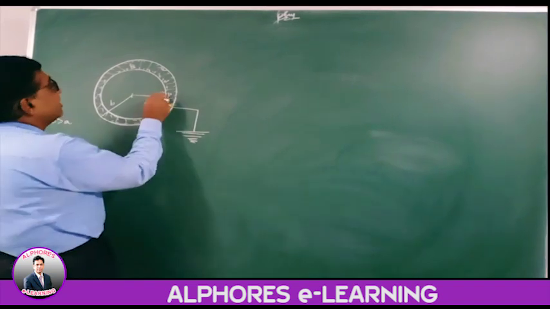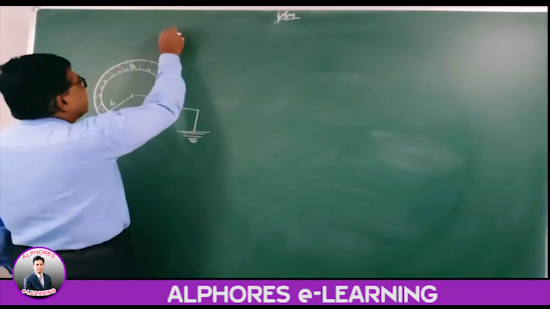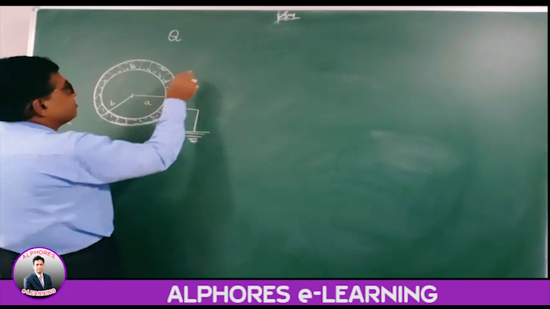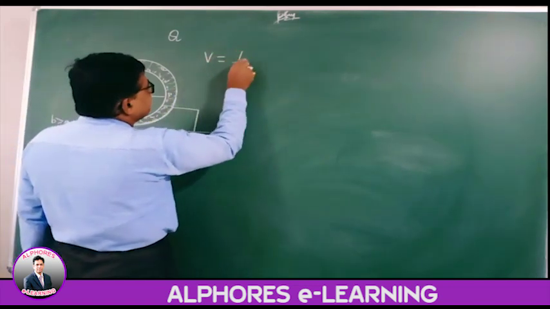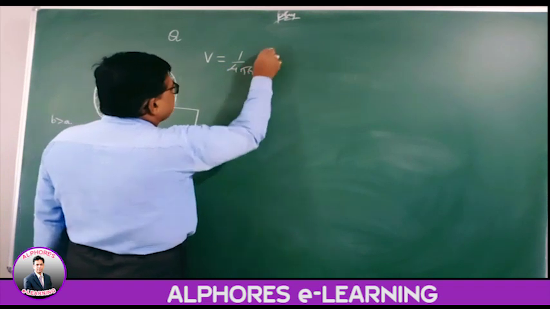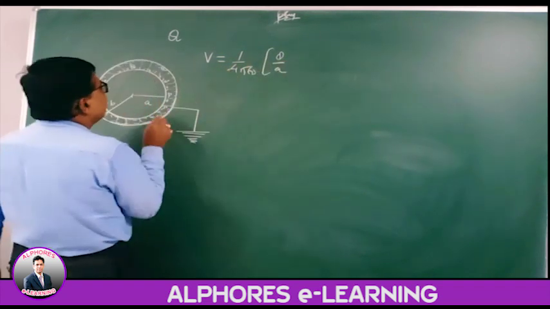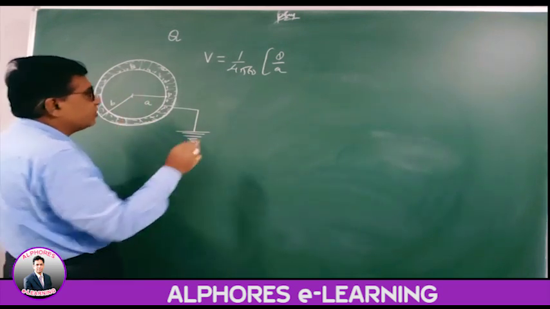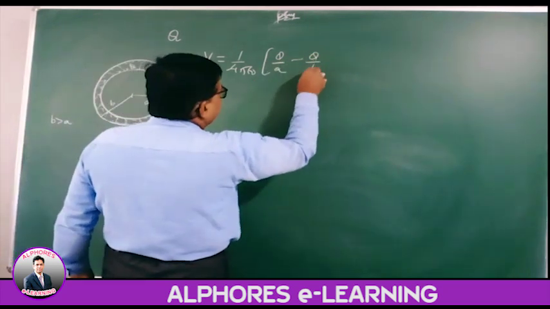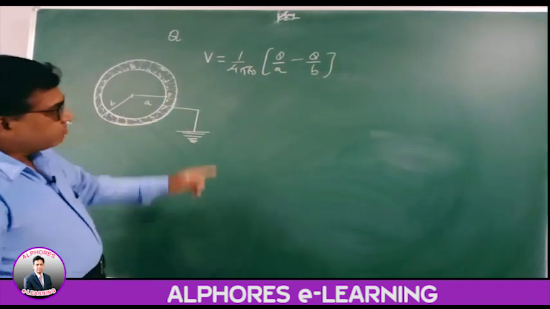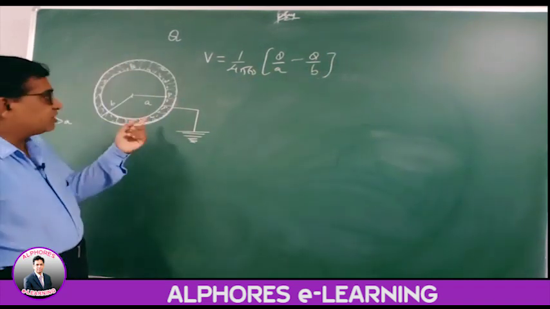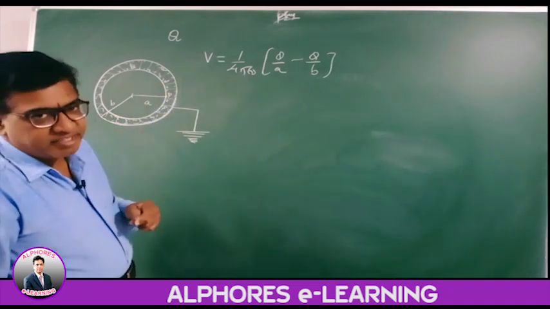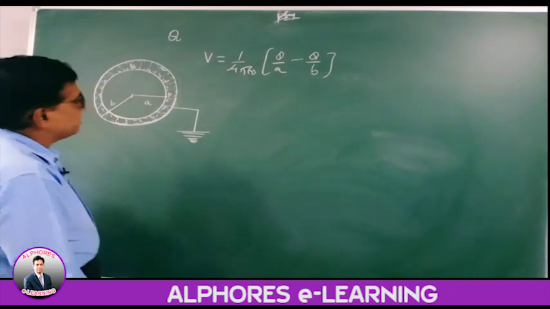Now the charge on the capacitor is Q, and the potential difference between these two spheres is 1 by 4 pi epsilon naught Q by A minus Q by B. We have taken this in the earlier class: when there are two concentric spheres, the potential difference is Q by A minus Q by B. So the potential difference is like this.